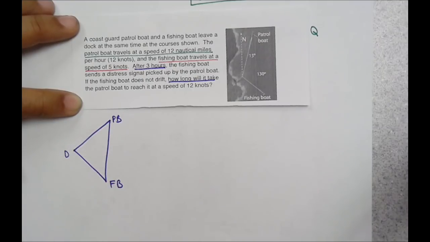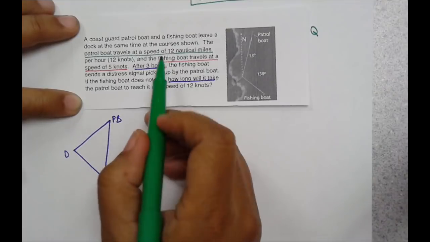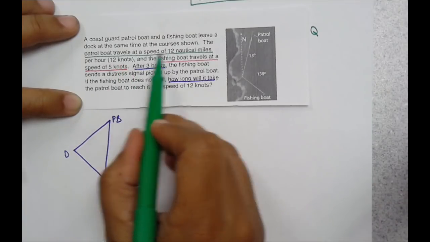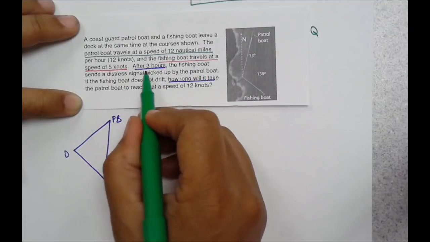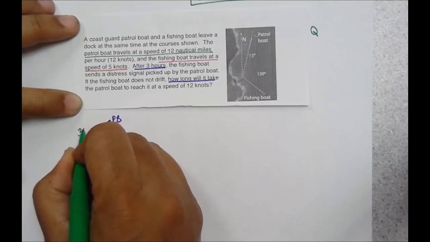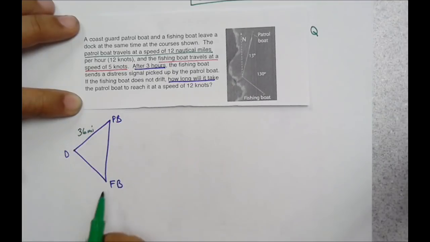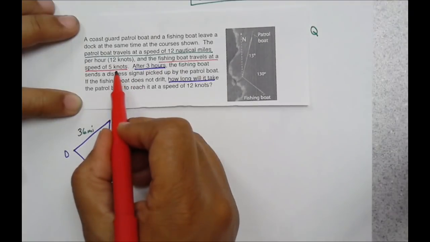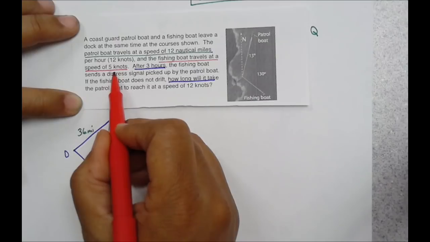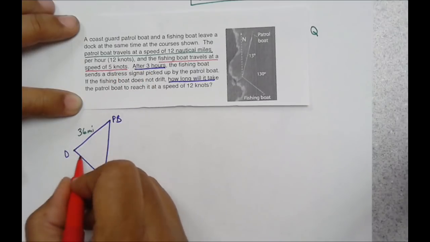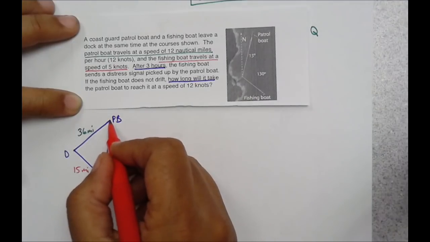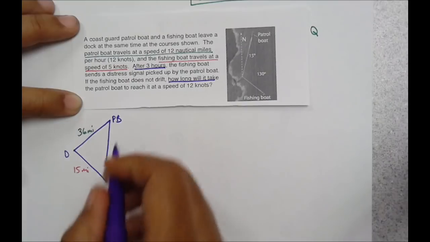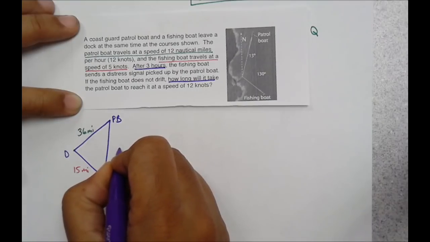All right, well, let's put in some information. We know that this patrol boat goes at 12 knots, or 12 nautical miles per hour. And if it travels for 3 hours, 12 times 3, that means it's 36 miles from the dock. The fishing boat was traveling at 5 knots, which is 5 nautical miles per hour. If it travels for 3 hours, 5 times 3 means it's 15 miles from the dock. All right, we need to find how long it will take for them to meet up. So we're solving for what this distance in between is.